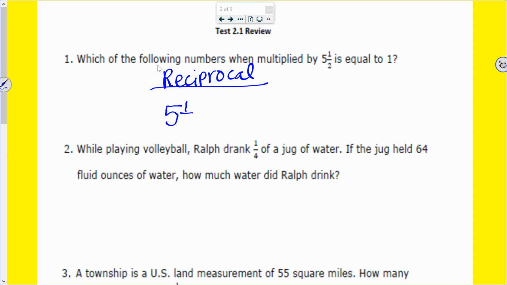So the first thing I'm going to do is change 5 1/2 to an improper fraction. 5 times 2 is 10, plus 1 is 11. Okay, and then the reciprocal is just the inverse or the flip of the number. So the reciprocal is 2/11.